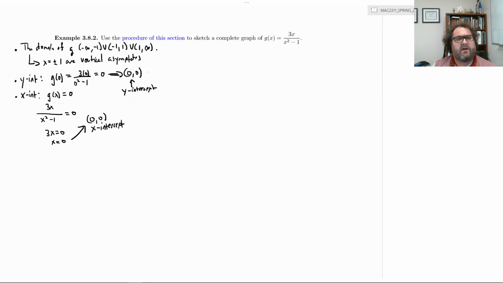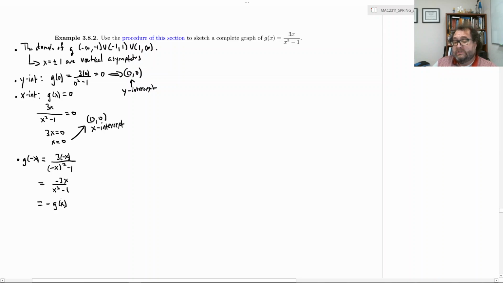I guess the last thing really to do algebraically is to look for symmetry. And remember, to look for symmetry, straight up algebra, what you do is you evaluate g of negative x. Okay? So g of negative x is what? Well, it's 3 times negative x over negative x squared minus 1, which of course is negative 3x over what? Well, negative x squared is the same as positive x squared. So we can rewrite like so. Now, what do you notice about that? That's the original function with a negative sign out front. In other words, it's negative g of x.